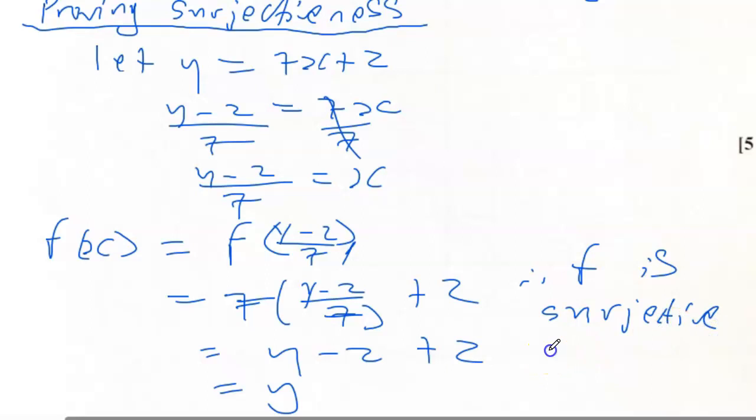Another word we use for surjective is onto. That's the algebraic method.